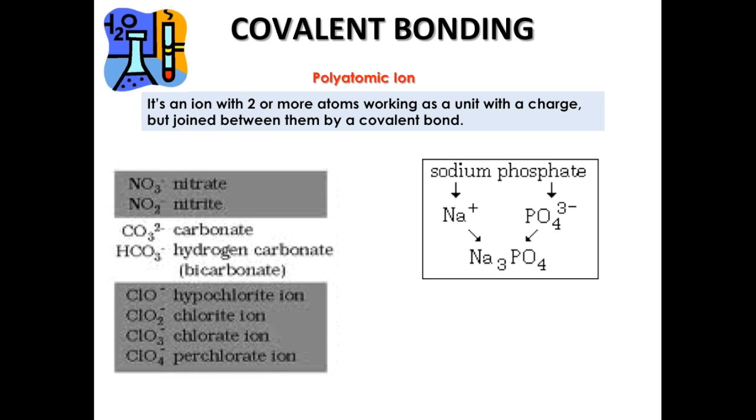If we take a look at the left, we see some of the polyatomic ions like nitrate, nitrite, chlorite, chlorate. The ending of the polyatomic ions usually falls into -ate or -ite.